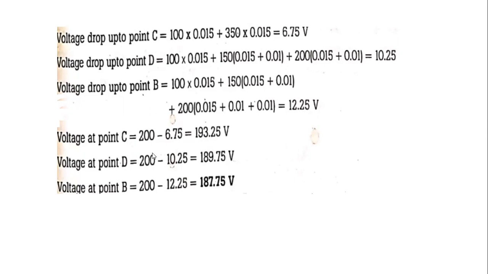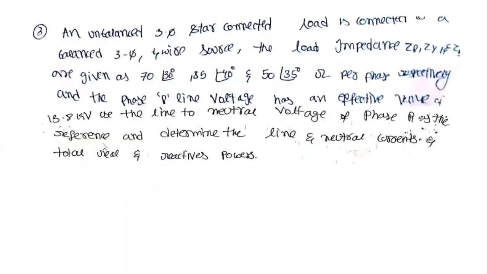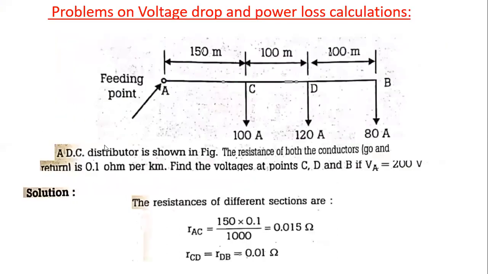The voltage at point D is 200 minus the voltage drop at point D, which is 10.25. Similarly, we calculate the voltage at point B. The voltage at point B is VA minus the voltage drop across point B, that is 200 minus 12.25. These are the various voltages at various points.